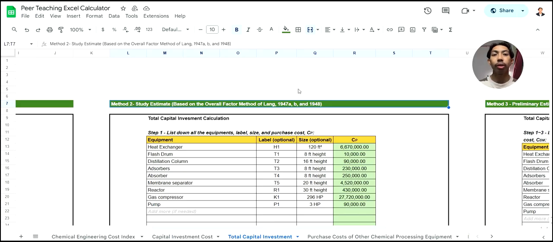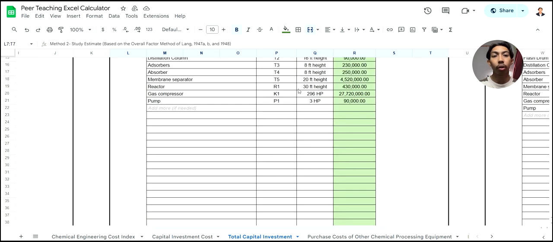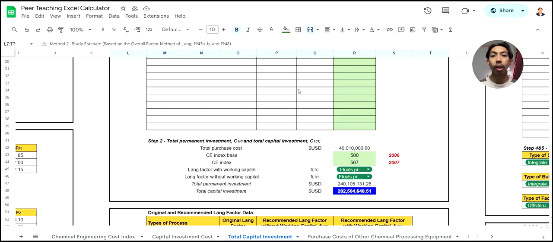These sheets use the line method to estimate total capital investment. Just list your equipment and purchase costs. The total is calculated automatically. Then, using the Chemical Engineering Cost Index and length factors based on your process type, the spreadsheet estimates both total permanent investment and total capital investment.